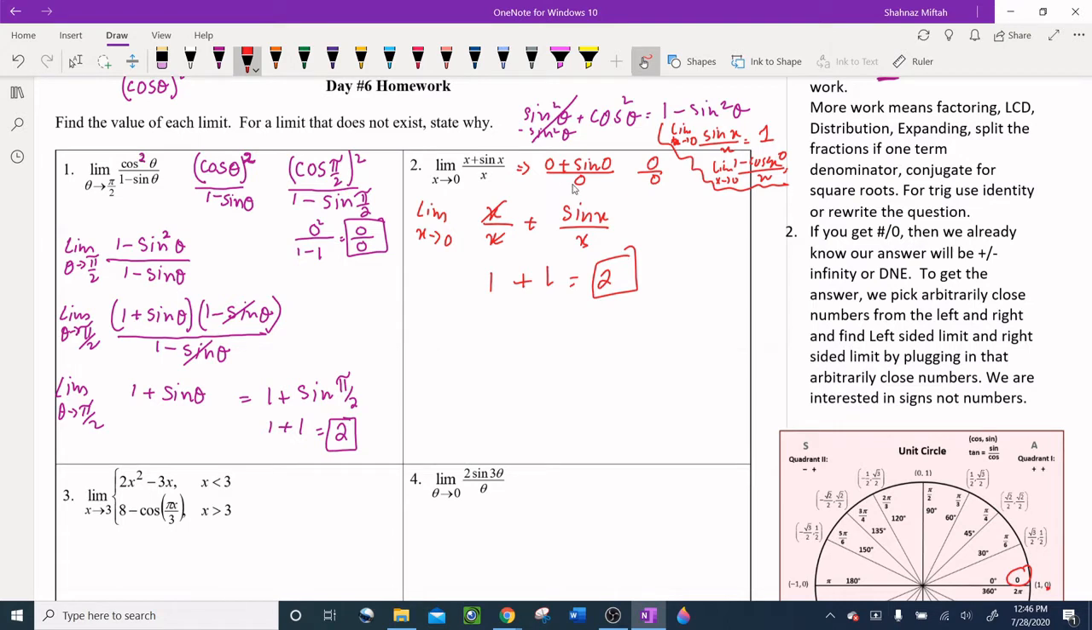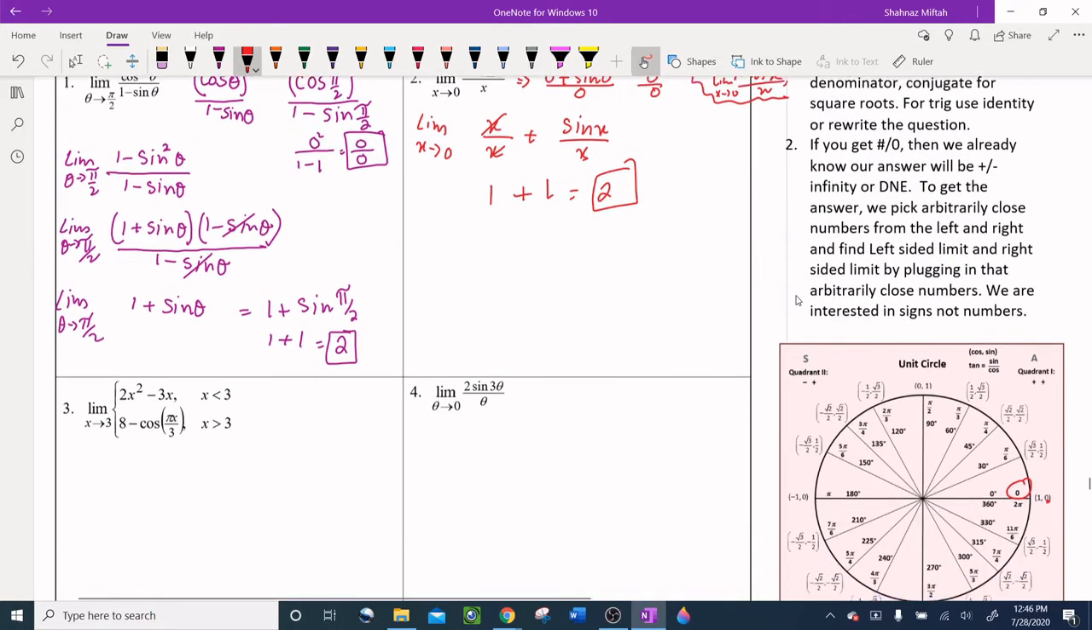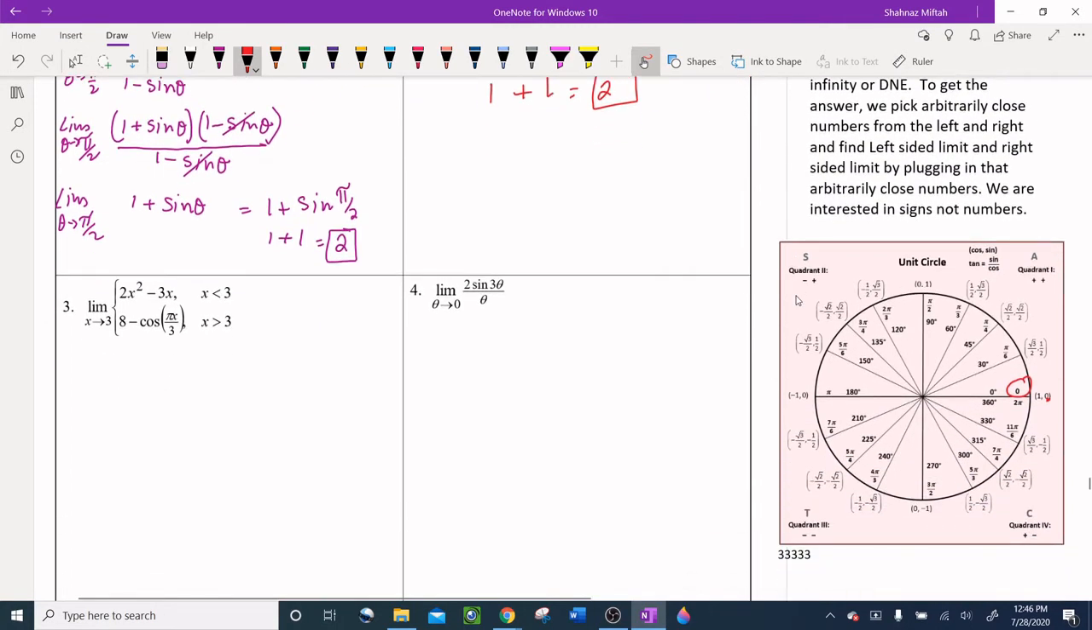See, if you rewrite the question, you split, you pay attention, and you memorize these steps, it will make it easier. Okay, let's do question number 3.